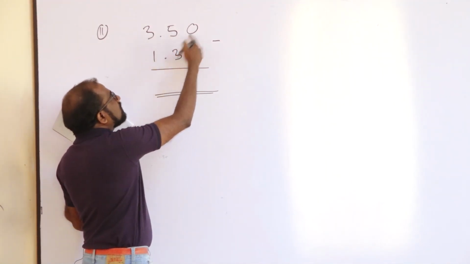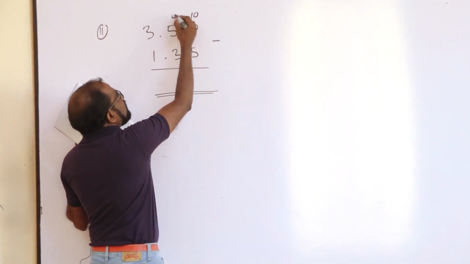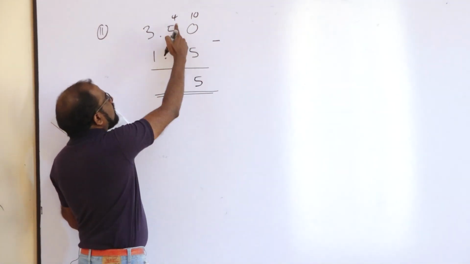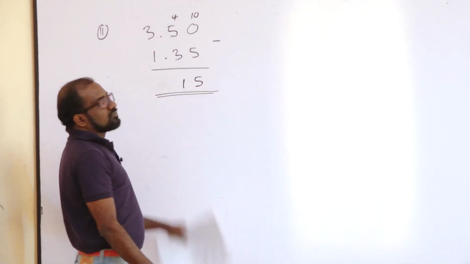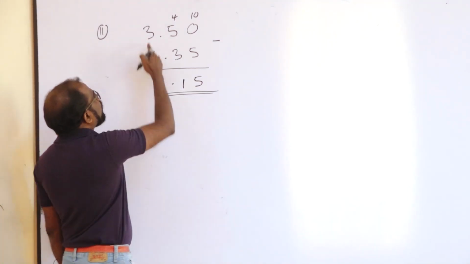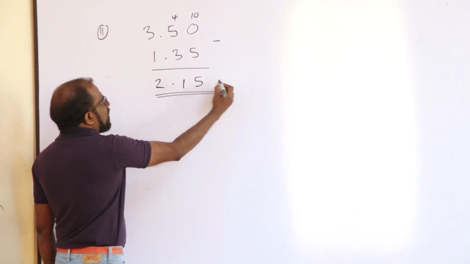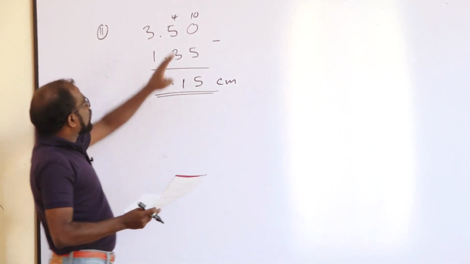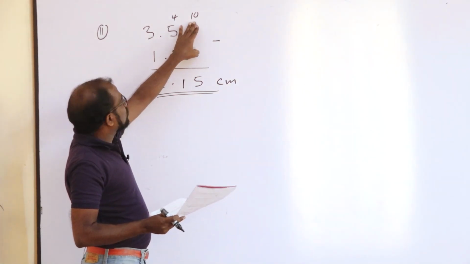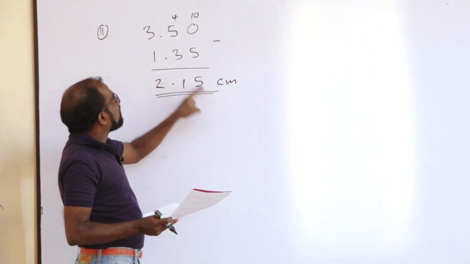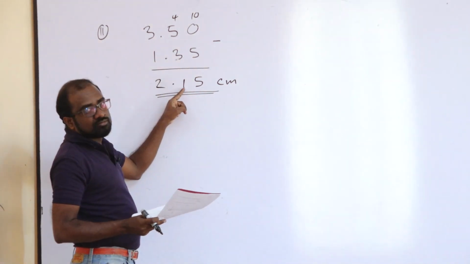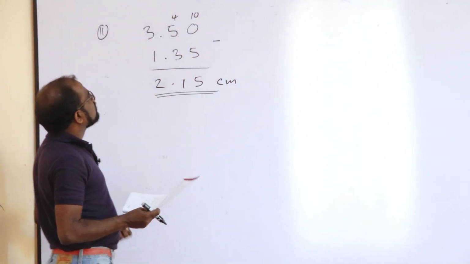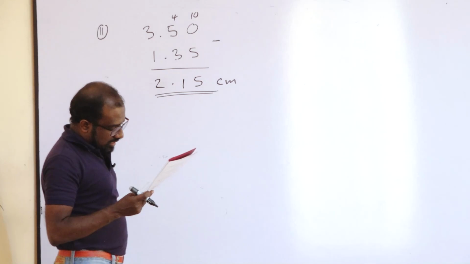So take 1 from here. 0 becomes 10 and 5 becomes 4. 10 subtract 5, 5. And here 4 subtract 3, 1. Got it? Now you can keep the decimal point. 3 subtract 1, 2. What is the length of the remaining part? 2.15 centimeters. If we don't put this 0, what happens? You would bring this 5 down, and 5 subtract 3 gives 2. Clear? So every time you subtract decimal numbers, remember to put a 0. So 2.15 is the answer.